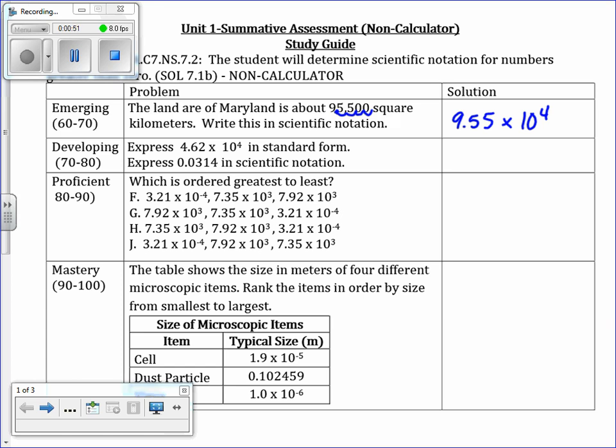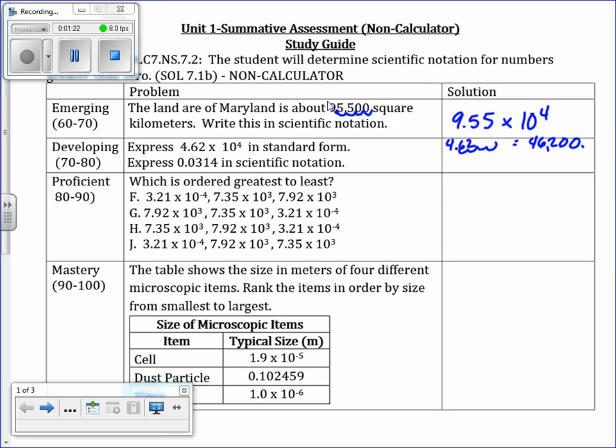Express 4.62 times 10 to the 4th in standard form. So that's going to be 4.62, move 1, 2, 3, 4. So that's going to be 46,200. And look at what I did. Some of you have made this mistake where you keep that decimal between the 4 and 6. That decimal moved to here. That's where the decimal moved to.